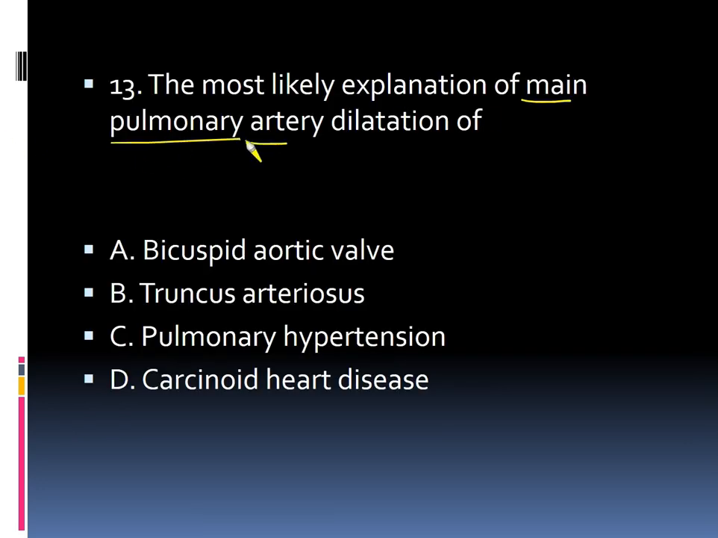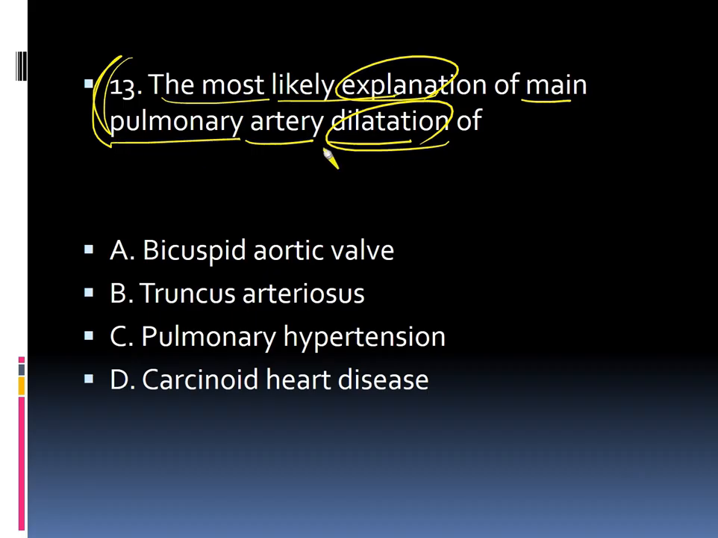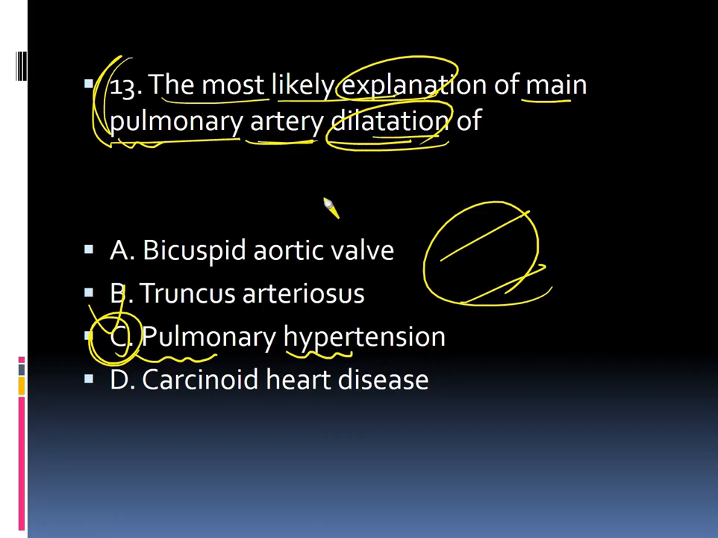It's asking for the most likely explanation when there is dilation or expansion of the main pulmonary artery. This question is asking about the common causes of pulmonary artery dilation. Among the choices, you should select option C as the correct answer. If there is pulmonary hypertension, the blood vessels will expand accordingly. As a result, pulmonary artery dilation can occur.